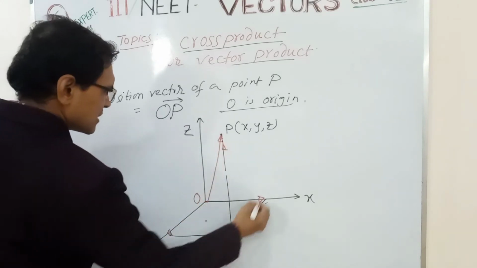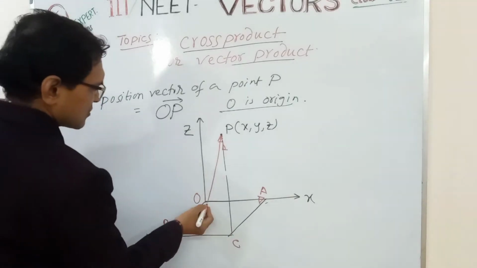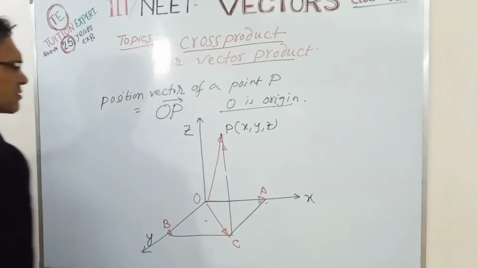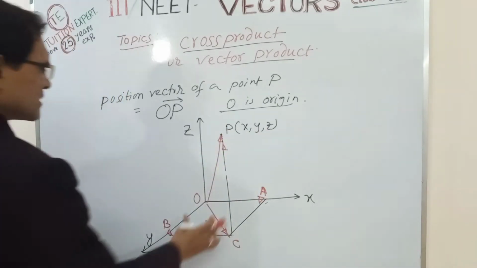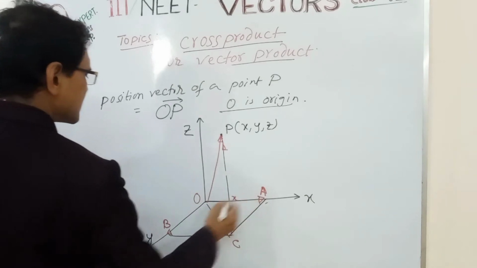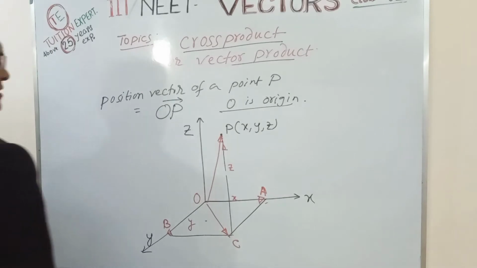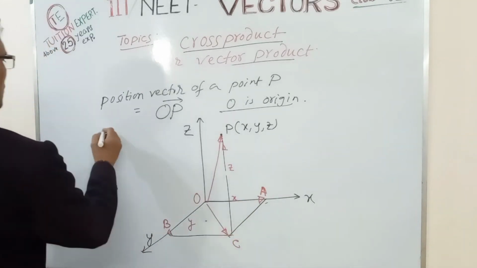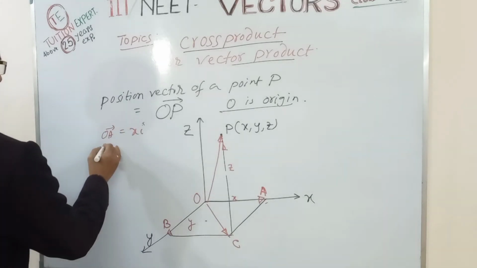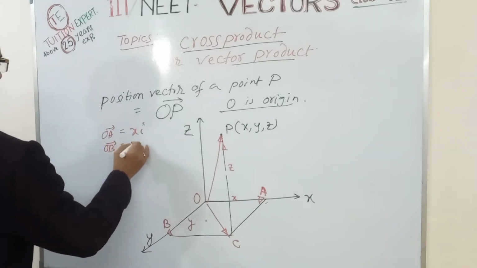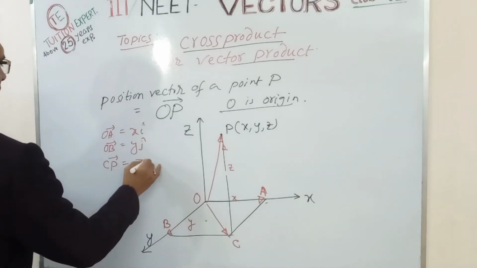Suppose this is A, this is B, and this is C. The coordinates of P are x, y, z, which means this length is x, this length is y, and this length is z. Now, the length is x, so what is the vector OA? The OA vector will be x times the unit vector I. Similarly, the OB vector will be y times the j vector, and the CP vector is z times the k vector.